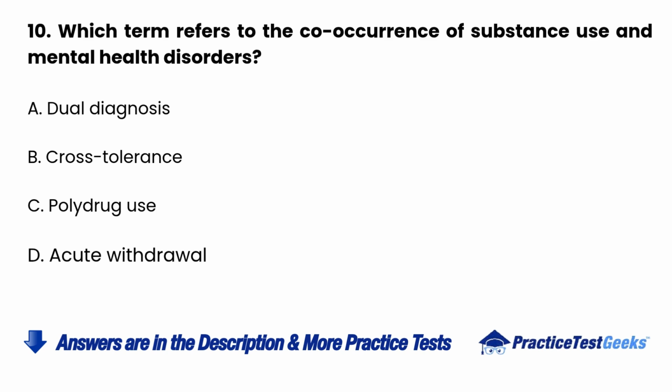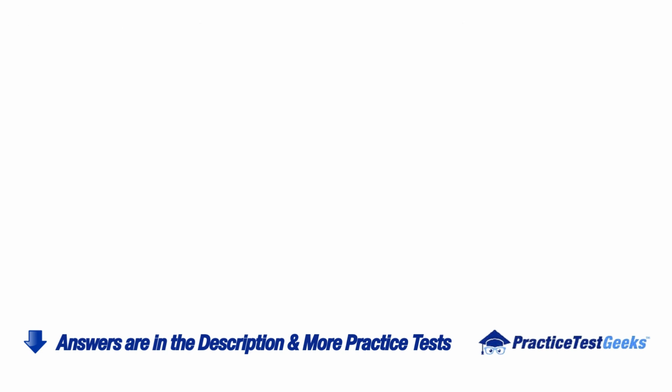10. Which term refers to the co-occurrence of substance use and mental health disorders? A. Dual diagnosis. B. Cross-tolerance. C. Polydrug use. D. Acute withdrawal.